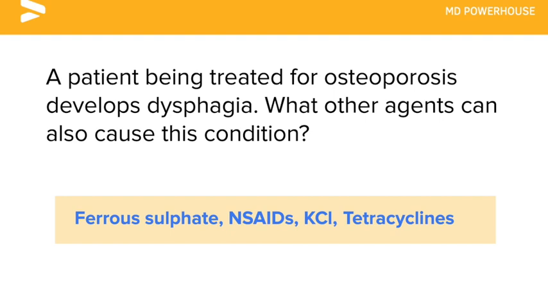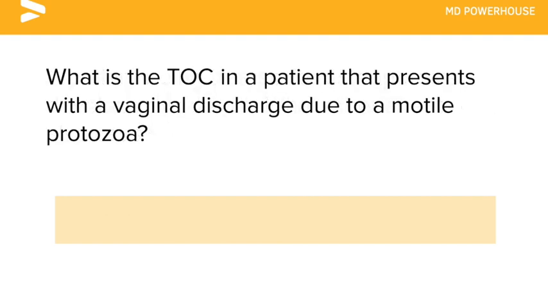What is the treatment of choice of a patient that presents with a vaginal discharge due to a motile protozoa? Metronidazole, which is the treatment for trichomonas. So what if the question asks, what is the treatment of choice in a patient that presents with a vaginal discharge due to pseudohyphae? That would be fluconazole. What is the most likely diagnosis of a patient with hypertension, hirsutism, and easy bruising?